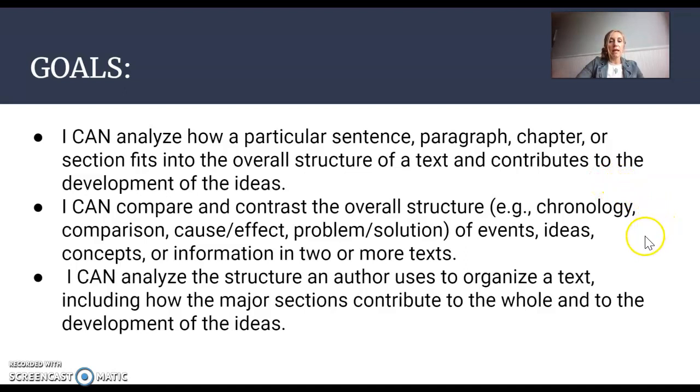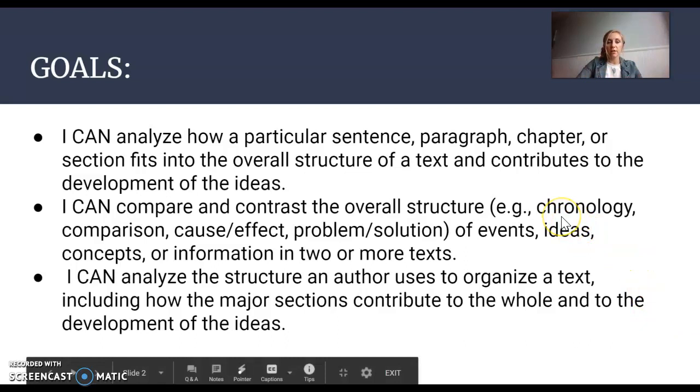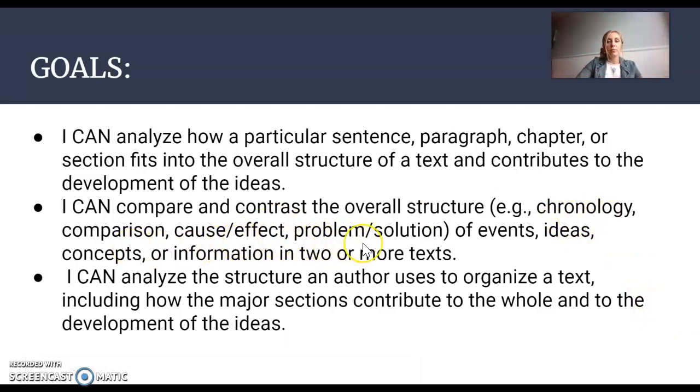We also will be able to compare and contrast the overall structure. So we might be looking at one text that is structured one way and another that is structured another way. Okay. So these terms right here, chronology, comparison, cause effect, and problem solution. Those are going to be identified on the next slide, and those are the things I want you to write down. Keep those in mind because those are the different structures that we are going to be studying.